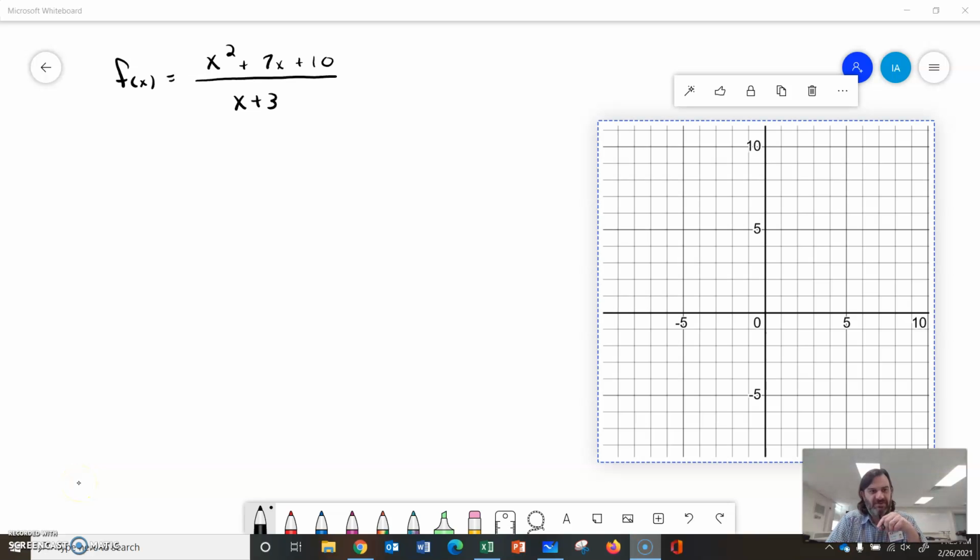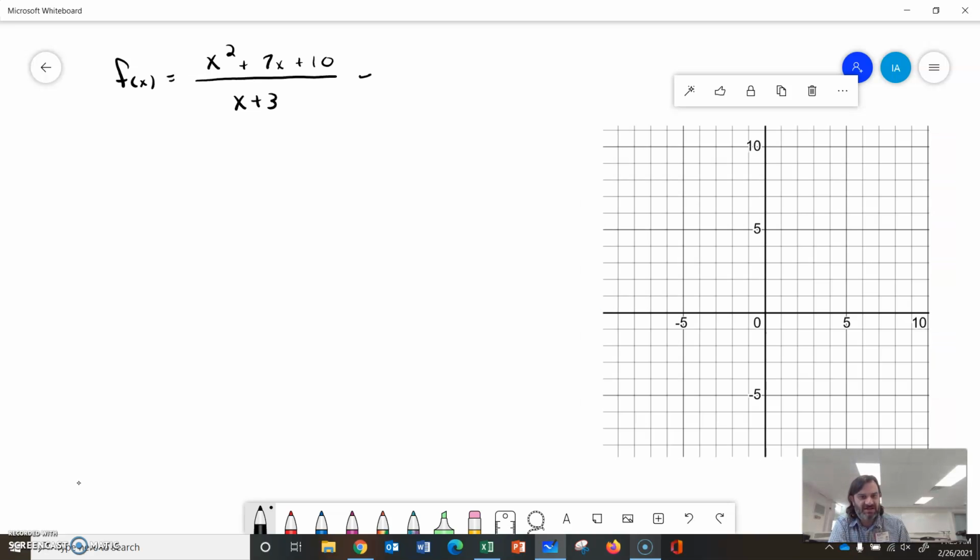Alright, so we're going to graph the rational function. It's f of x, and the numerator is x squared plus 7x plus 10. The denominator is x plus 3. I do notice I can factor the numerator, so I'm going to do that. It'll factor into x plus 2 times x plus 5. That might be useful later on.